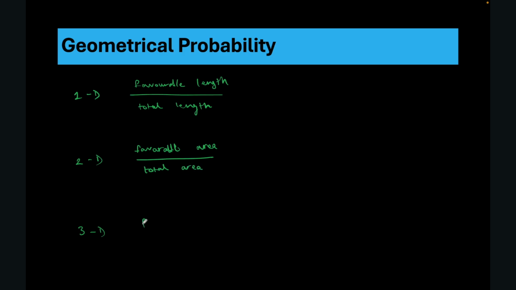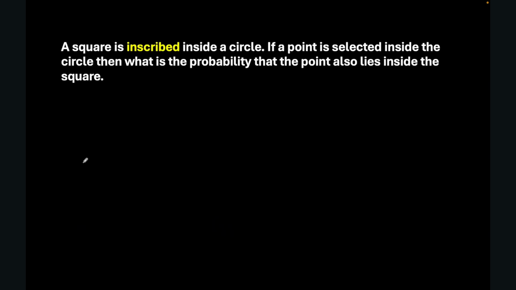And you guessed it right, favorable volume by total volume. Okay? It's the same idea, just goes from one dimension to two dimensions to three dimensions. Okay, let's start with the question. Super simple. After solving this question, you can probably extrapolate the methodology to one dimension and probably three dimensions as well.